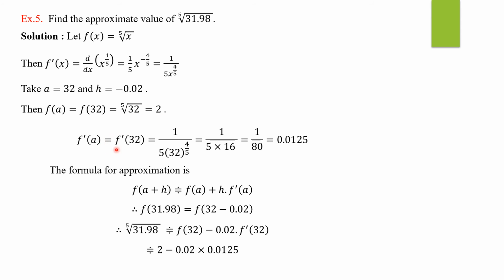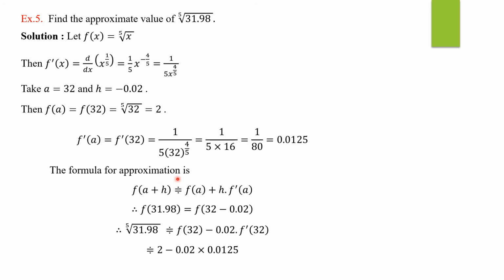Also find f dash of a, that is f dash of 32, which is equal to 1 divided by 5 times 32 raised to 4 by 5. 32 is 2 raised to 5. The 5 is cancelled, and we get 2 raised to 4. 2 raised to 4 is 16. 5 into 16 is 80. Hence f dash of 32 is equal to 1 divided by 80, which is equal to 0.0125.